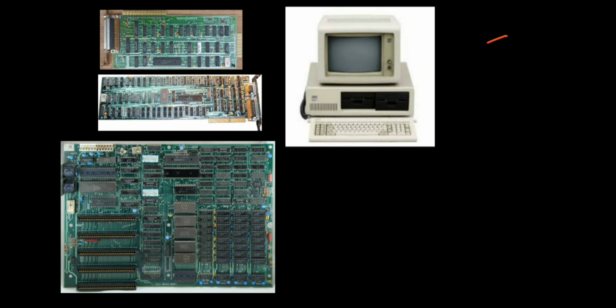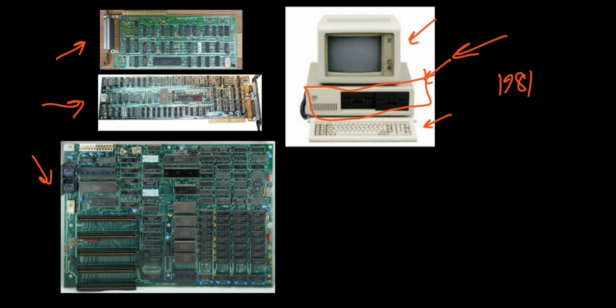This is arguably the first PC ever made, created in 1981. As you see, it has three sections: the monitor, the case, and the keyboard. If we open this case, we see three main boards: the main board, or the motherboard, or the system board, the floppy disk controller, and the graphic card. So this one is the first graphic card.